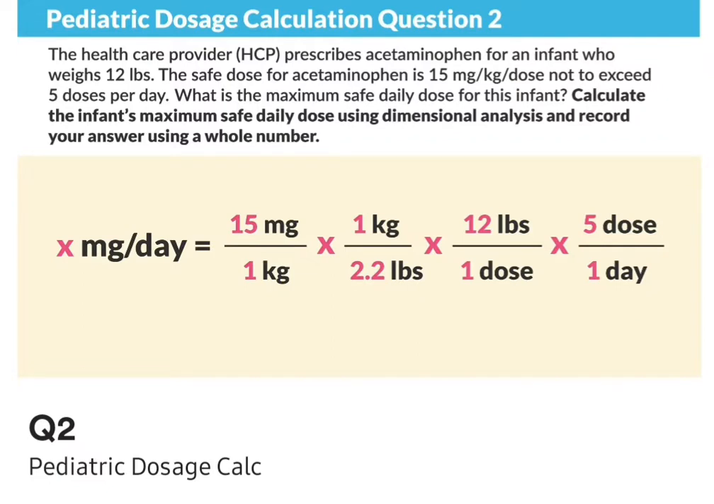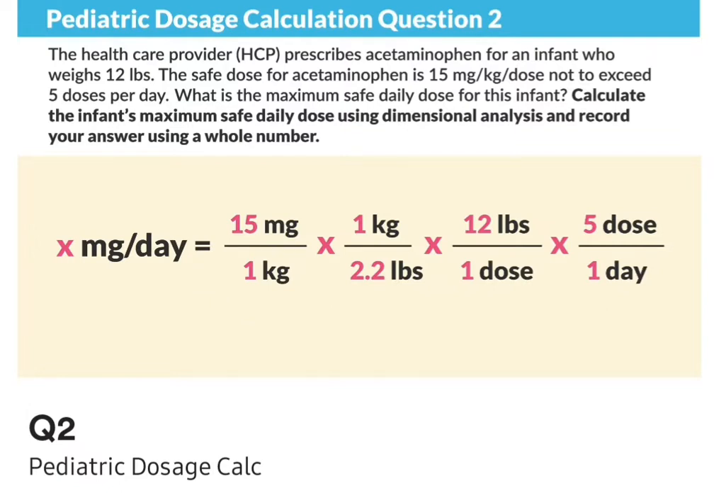Okay, so now let's set this up in the big long equation of dimensional analysis. In question 1, we just simply took the pounds and divided by 2.2 to get kilograms. So let me show you another way with dimensional analysis here. First up, we're solving for x, for milligrams per day. And we set up this big long equation. So we have 15 milligrams over 1 kilogram, right? And then the next thing is 1 kilogram over 2.2 because we're solving for kilograms. And the client weighs 12 pounds over 1 dose. And the very last one is 5 doses in 1 day.